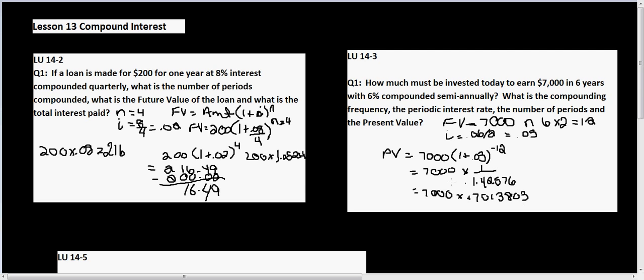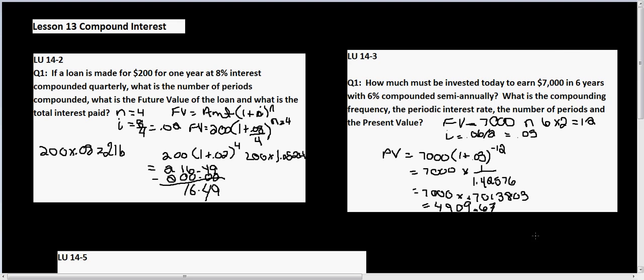Okay, when we multiply those two numbers together, we find out that the present value is $4,909.67. If I invest that much today for 6 years, and I compound that money at a rate of 6% semi-annually, I will end up with $7,000 at the end of the 6 years.